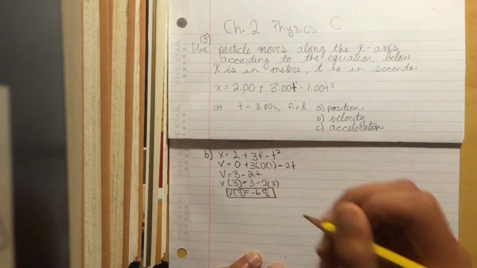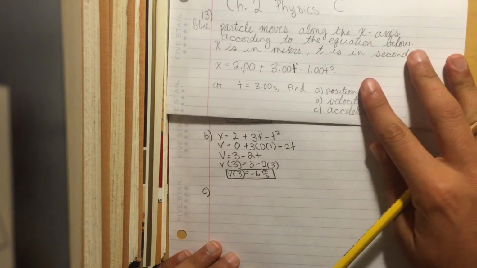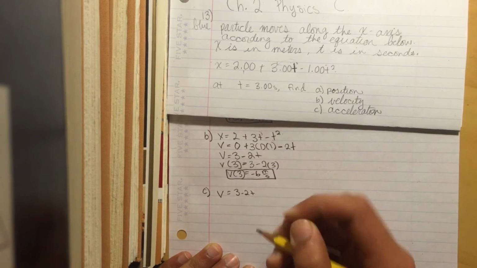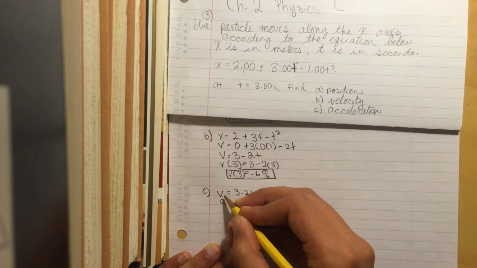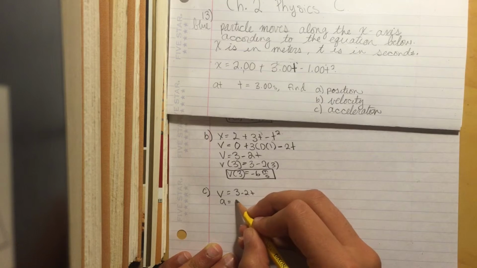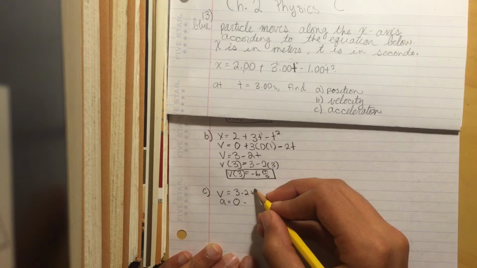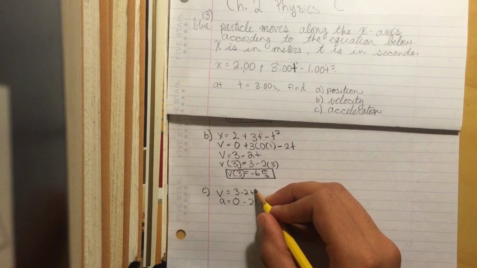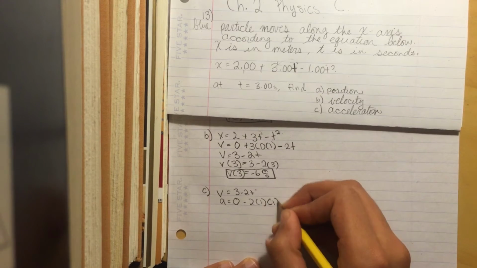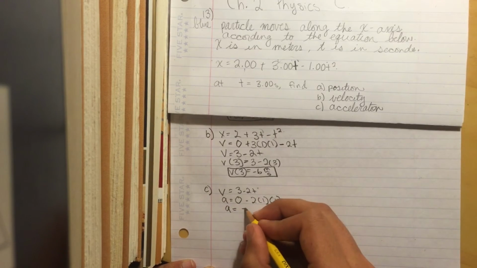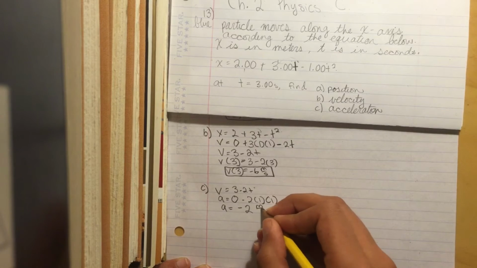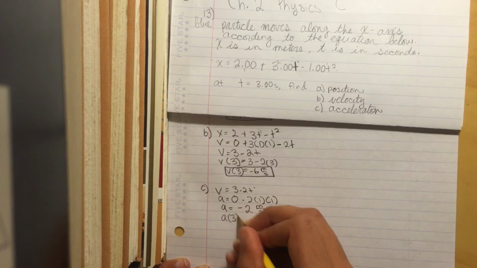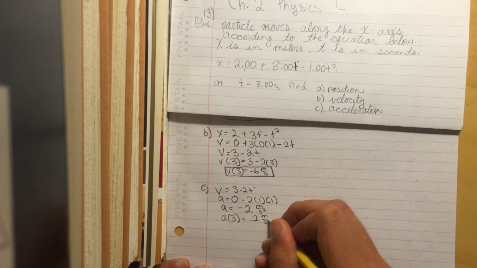Meters per second. Okay. So for C, we're going to be trying to find the acceleration. So let's just take the velocity again. V equals 3 minus 2t. So acceleration is the derivative of velocity, and the derivative of a constant is 0. And then t is to the first power, so you multiply negative 2 times 1. And then you subtract 1 from that power, so it will become t to the 0, which is 1. So the acceleration is a constant negative 2 meters per second squared. So since we're still trying to find the acceleration at 3 seconds, a of 3 is equal to negative 2 meters per second squared.